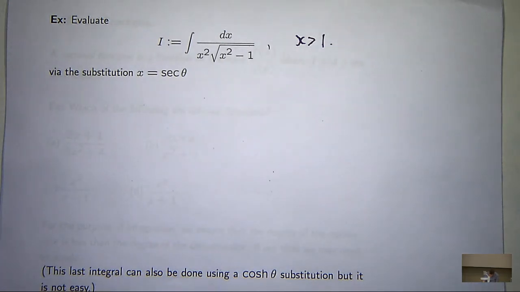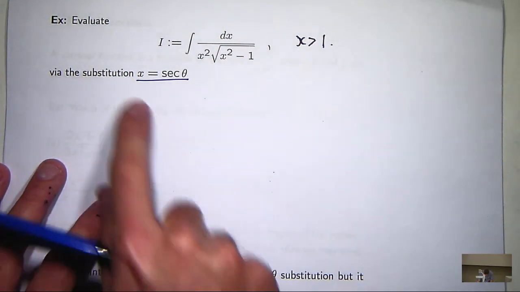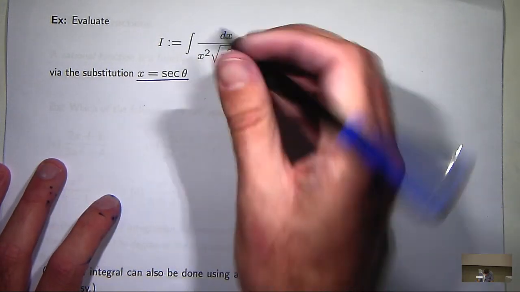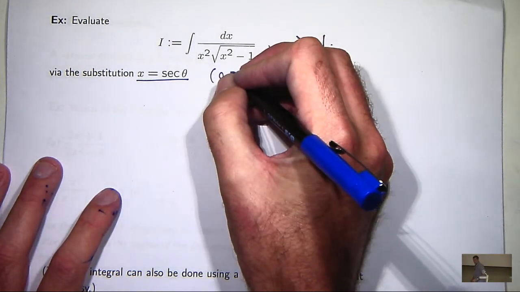In this particular example, we're asked to calculate this integral where x is strictly greater than 1. Again, this is just so the inverse of the functions that we're using exists. So just think of that as making everything well defined. Okay, so if we make the substitution x equals sec theta, and in this case I'm going to have theta between 0 and pi.